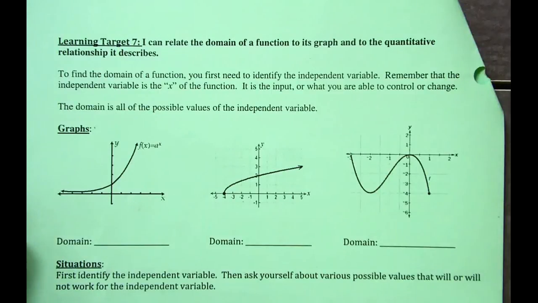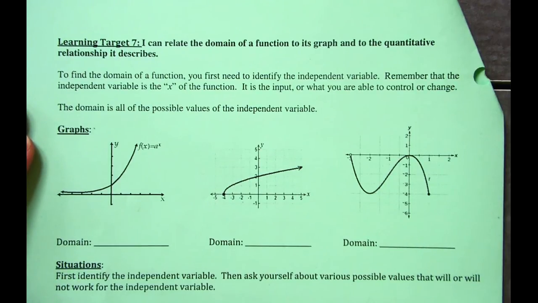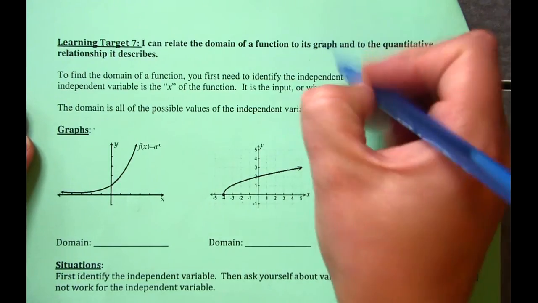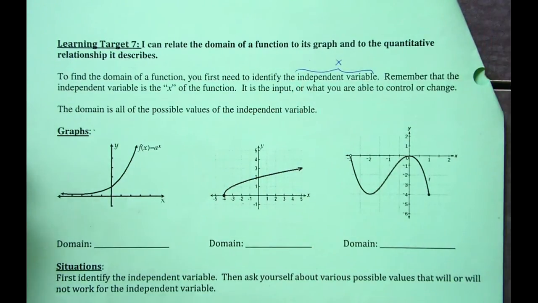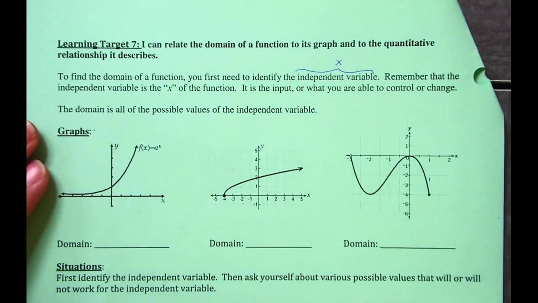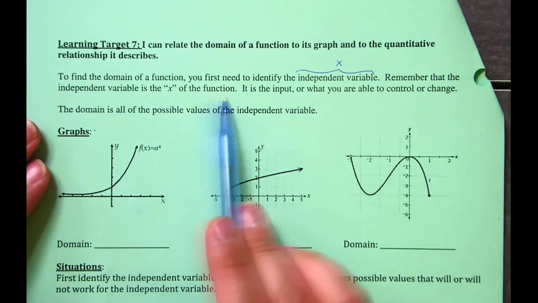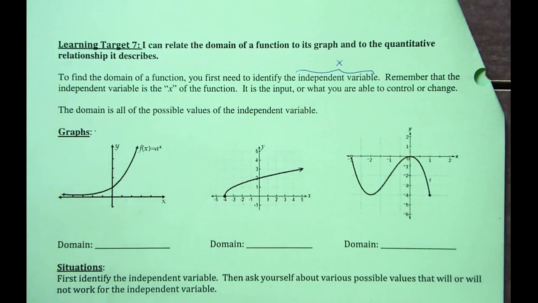So today we're going to talk about learning target 7, which is relating the domain of a function to its graph and to the quantitative relationship it describes. To find the domain of a function, you first need to identify the independent variable, which means we're talking about the x-axis and the x values. Remember that the independent variable is the x of the function. It is the input, or what you are able to control or change.